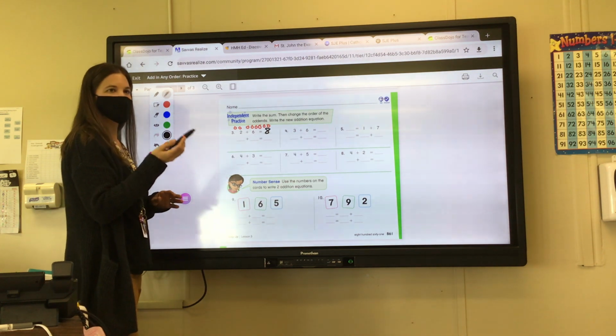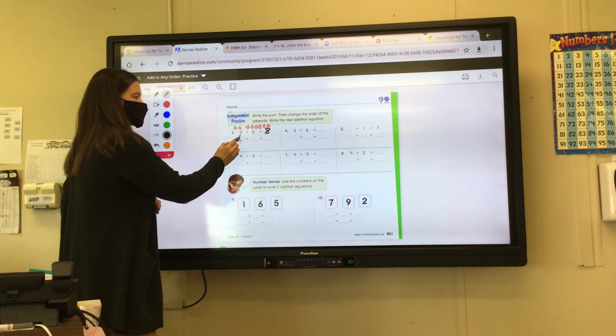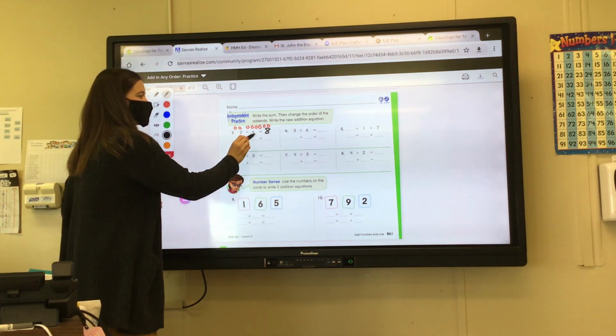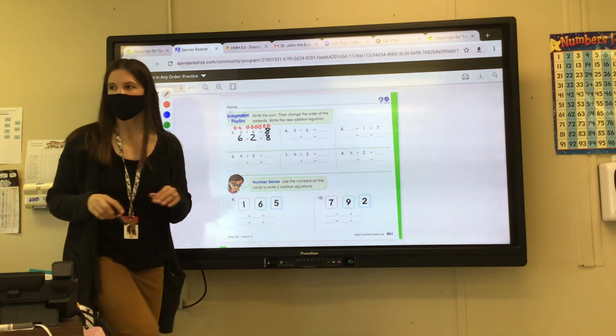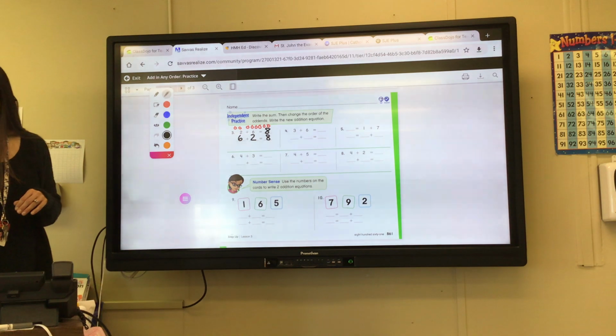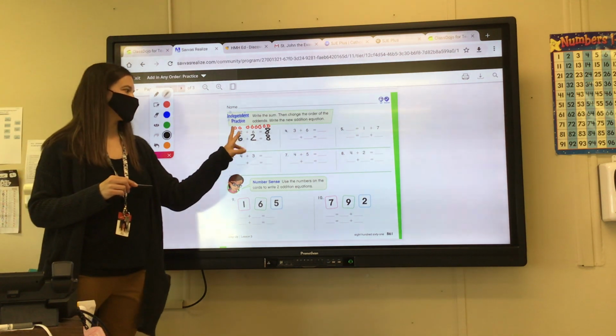Now we have to change the order of the addends. So what number comes first here? 6 plus how many? 2 equals 8. Because remember, the sum always stays the same. You're not changing how many you have, it's just in a different order.